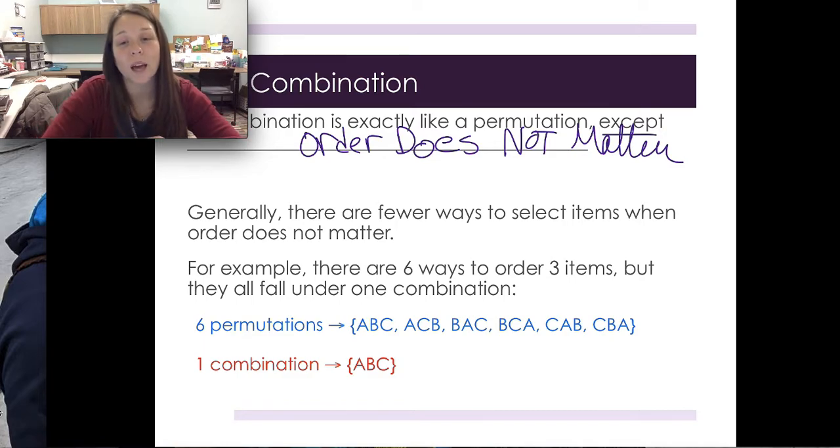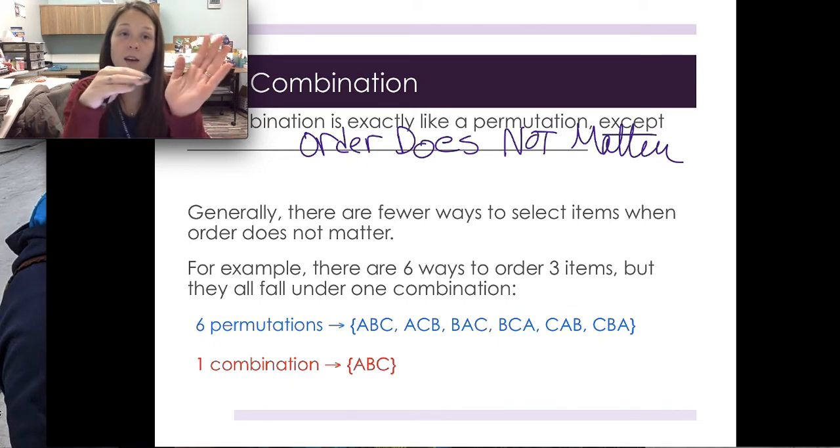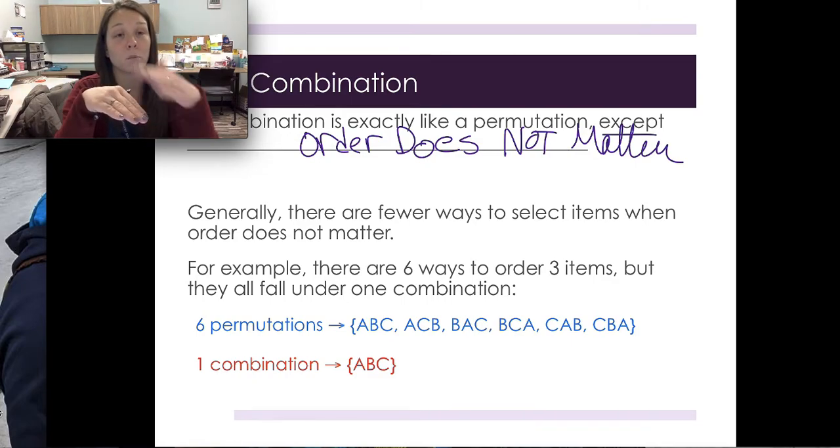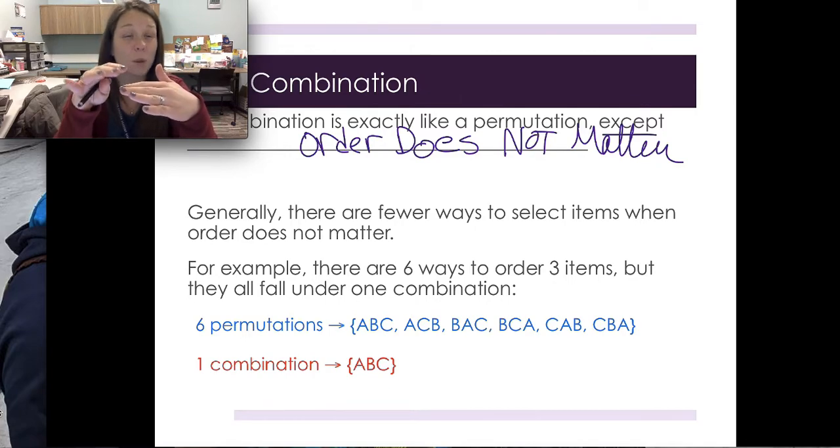So if we think back to our yogurt parfait problem, let's think back to yogurt parfaits. In yogurt parfaits, if I have peanuts on the bottom, yogurt in the middle, and fruit on top, permutations is where if I rearrange that order and have yogurt on the bottom, peanuts in the middle, and fruit on top, that is a different permutation.